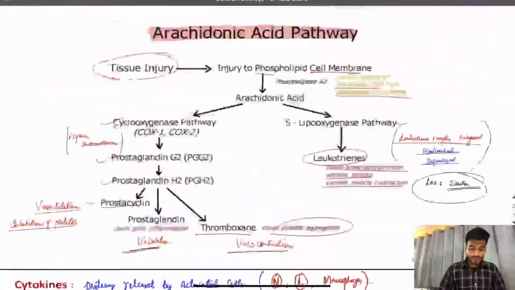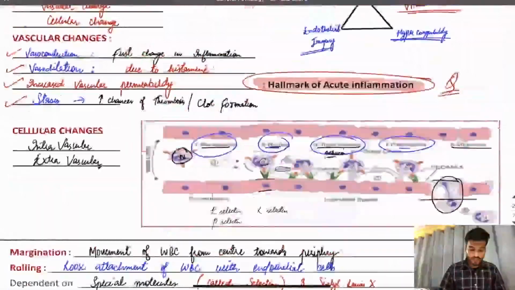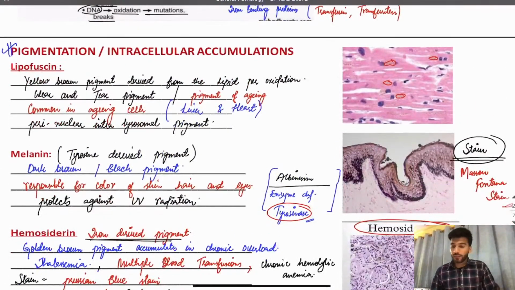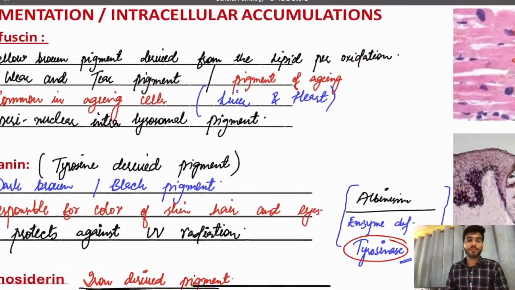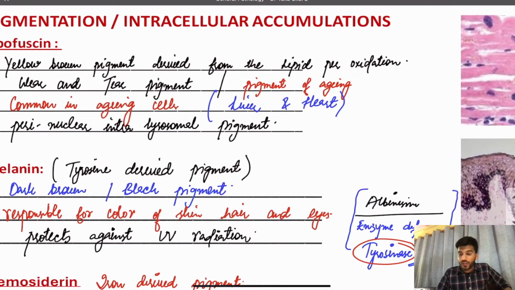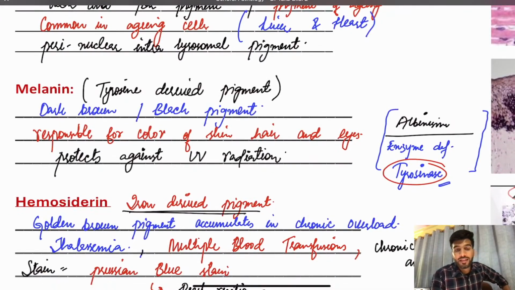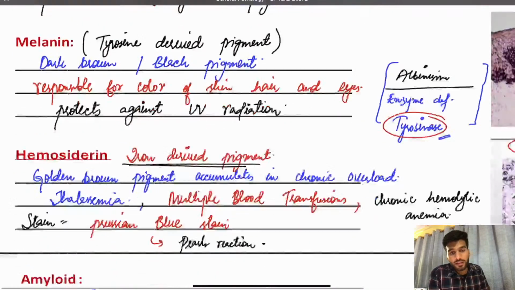Now let's discuss fast whatever we have studied today, guys. We started from the pigments. The first pigment that we studied was lipofuscin, which is also called the wear and tear pigment, or the pigment of aging. It's more commonly seen in aging cells like liver and heart. Then melanin, a tyrosine derived pigment. Remember albinism and the enzyme deficiency, tyrosinase. It's responsible for the color of skin, hair and eyes. That's why it's also called an oculocutaneous disorder.